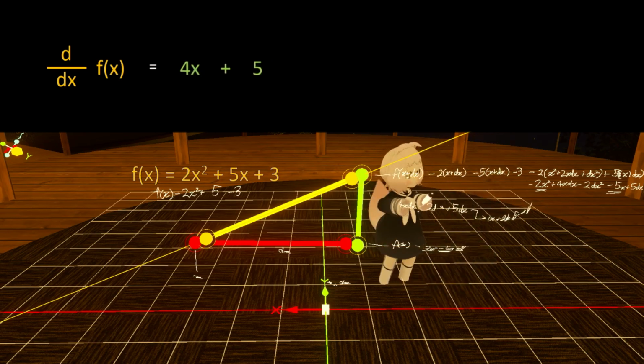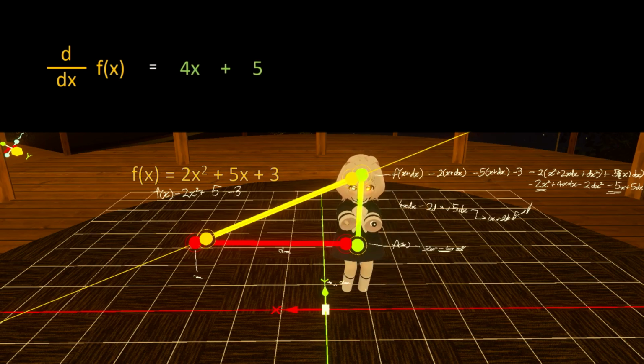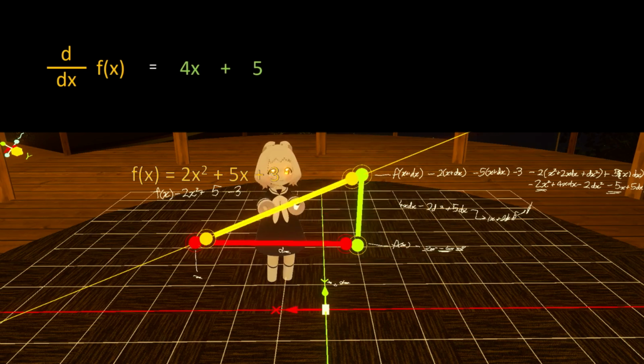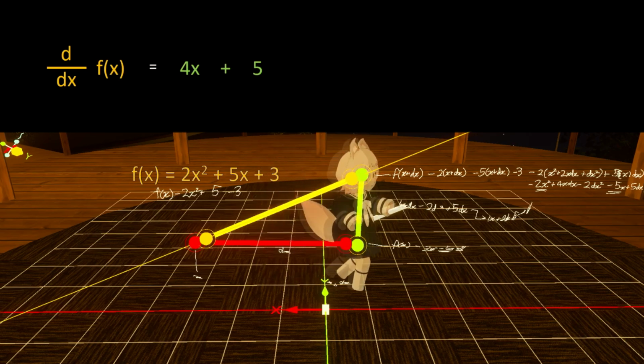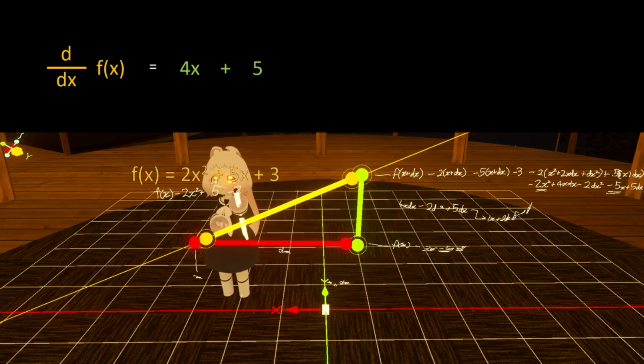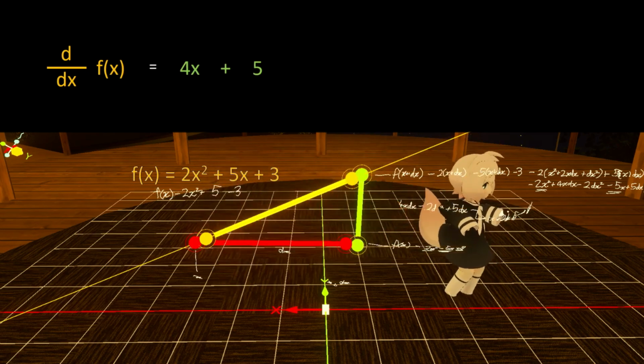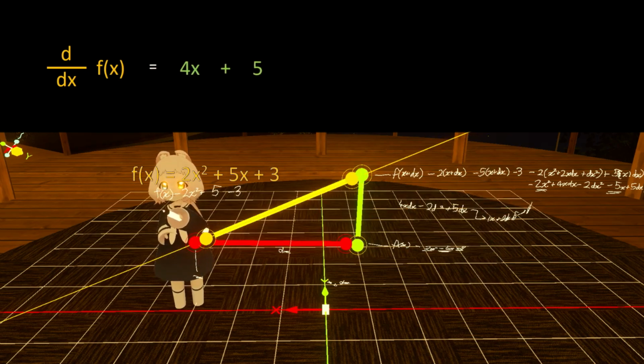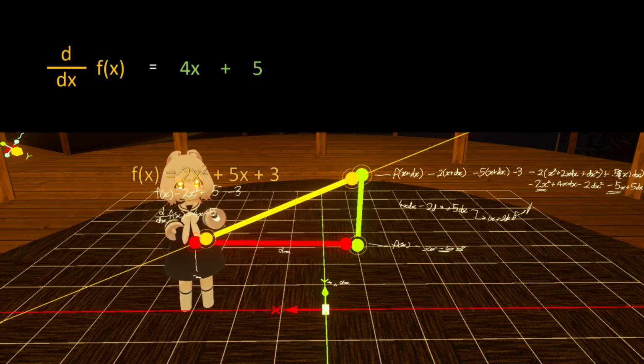What does it mean? If you still remember, a derivative is a function that takes in a value and gives you the slope at that point. So this means that the derivative of our function over here is 4x plus 5. Let's quickly jot that down: 4x plus 5. So what does that mean? It just means that the slope of our function is 4x plus 5, meaning the slope changes when x changes.